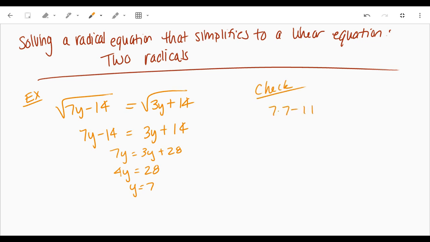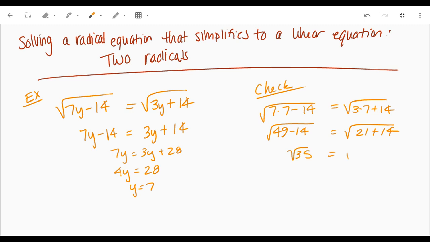Check your answer. 7 times 7 minus 14 square root equals 3 times 7 plus 14 square root. So we'll have 49 minus 14 square root, and then we'll have 21 plus 14 square root. Square root of 35, you don't need to know because the other side is also square root of 35. So check, good, works. Okay, I'm going to pick one more example to do, and then we're done.